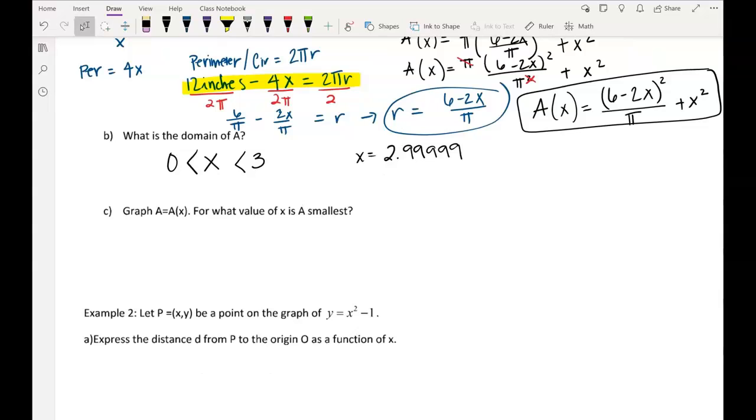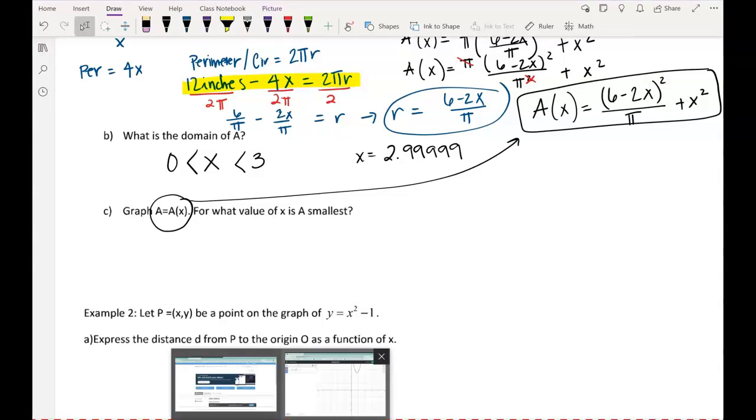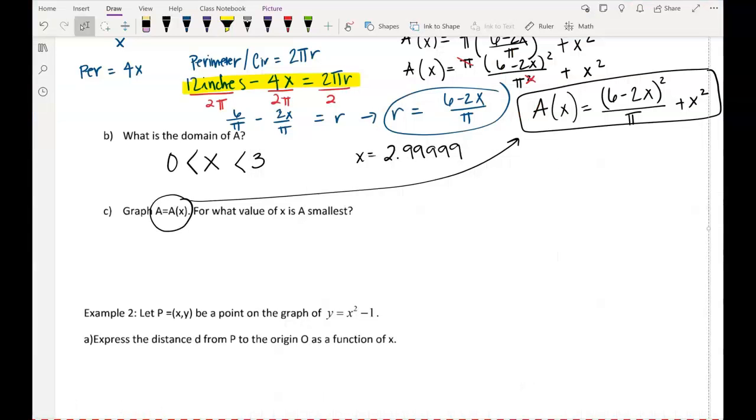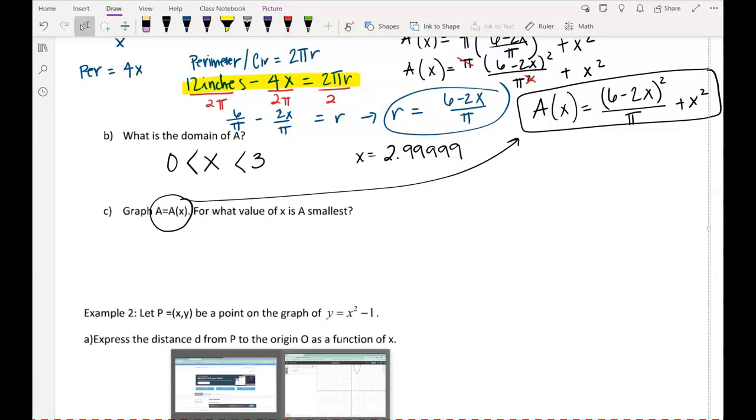C, graph A equals A of x. And again, what on earth is A equals A of x? Okay, so make sure we know that means this equation. So now I'm going to use Desmos for this particular example and graph it out. So I'm going to bring up my Desmos and enter in your A of x equation, just like what we have on our paper. So A of x equals (6 minus 2x) quantity squared, all divided by pi, plus x squared.